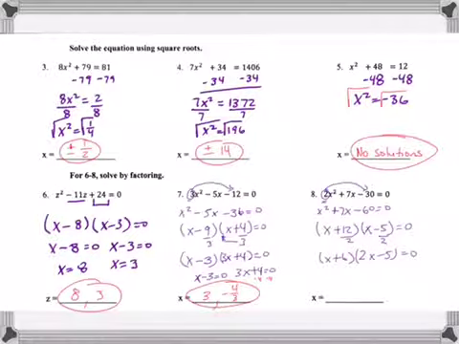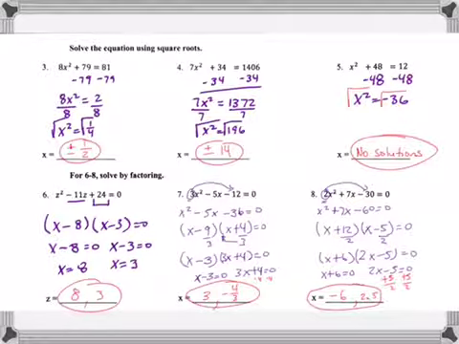We'll set each equal to 0 and solve. So x plus 6 equals 0, and 2x minus 5 equals 0. For the left equation, we subtract 6, so we get negative 6 is one value. For the right one, we'll add 5, and then we'll divide by 2. So we get a positive 2.5, or 5/2. So these are my two values of x.